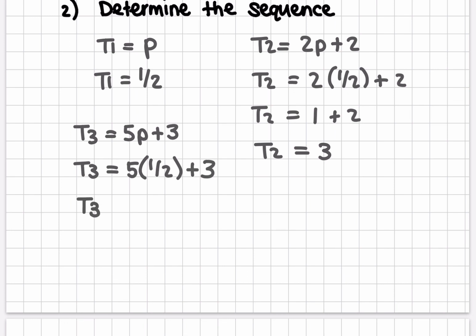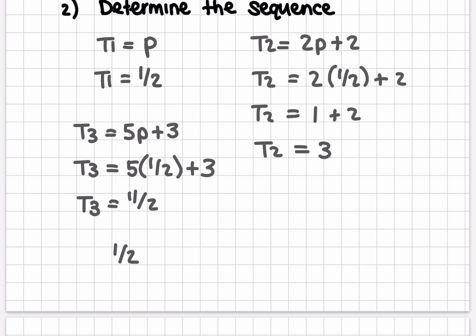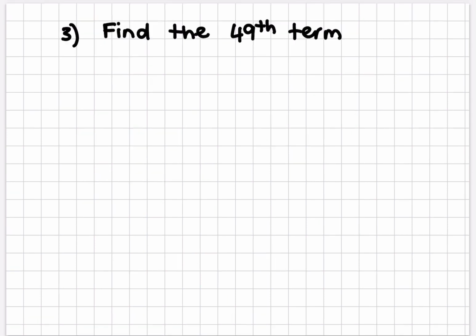And if you put this into your calculator, it gives me 11 over 2. And that's the answer. That's the sequence. So the sequence goes a half, then 3, then 11 over 2. Okay, so this next question asks us to find the 49th term.